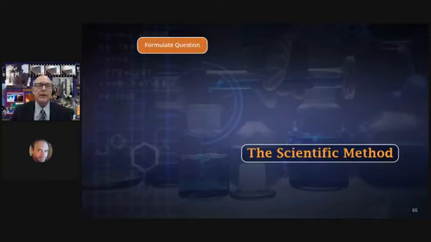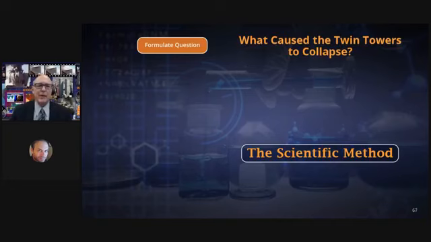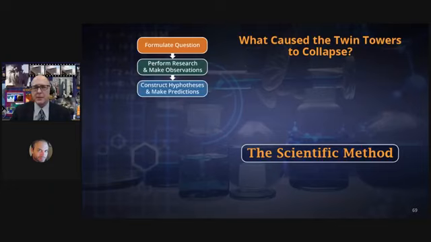We have a question. It's quite simple, actually. How do the towers come down? Well, we do some background research, make some observations. We come up with hypotheses, rational guesses is really what they are, in an effort to test those hypotheses with the evidence, experiments, and so forth.